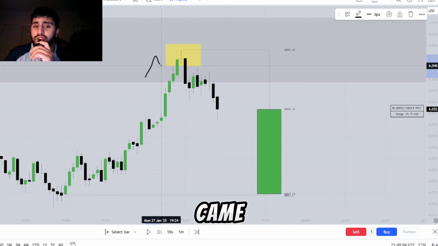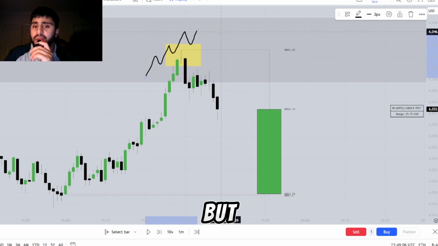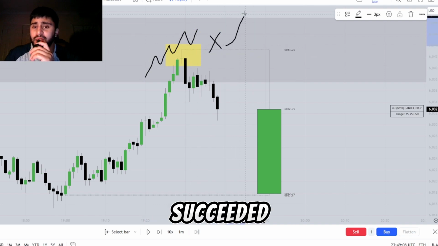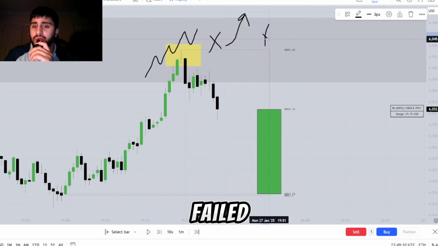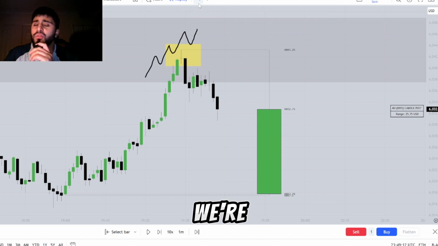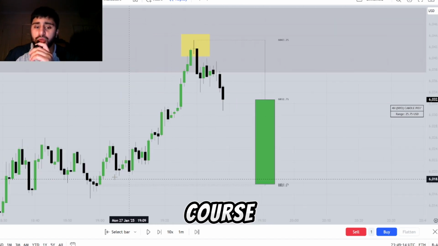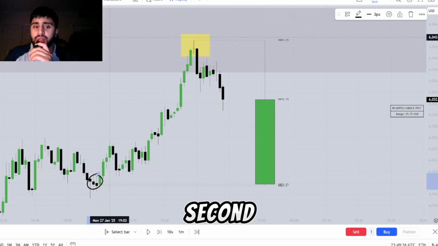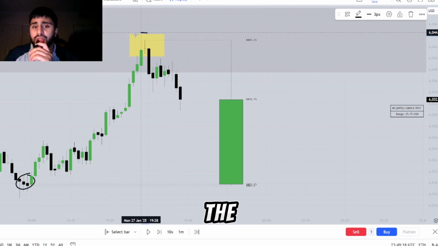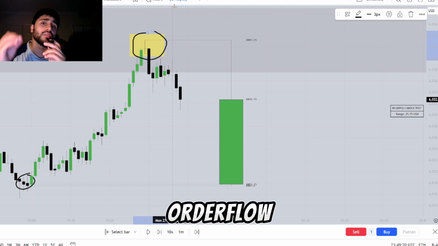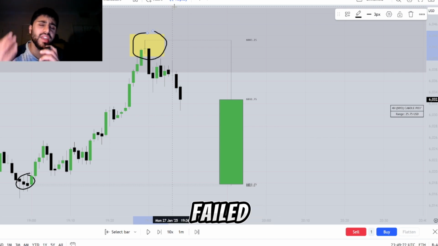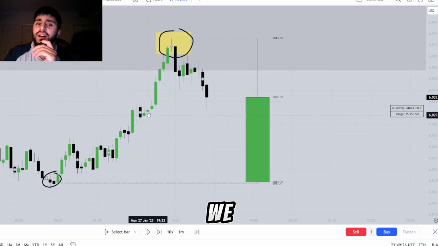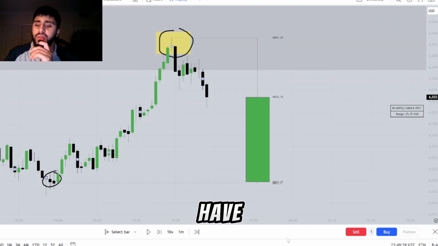So buyers came in, tried to drive price higher, but they failed, right? Because if they succeeded, they would have broken the zone, right? But they failed. This is the reason why we're now looking for sells, right? So the first reason, of course, we're above the candle opening. The second reason is that we're in a fair value gap. The third reason is that we've had order flow confirming that buyers have failed. So when buyers have failed, you are now looking for shorts, because we understand aggressive buyers have failed, right?